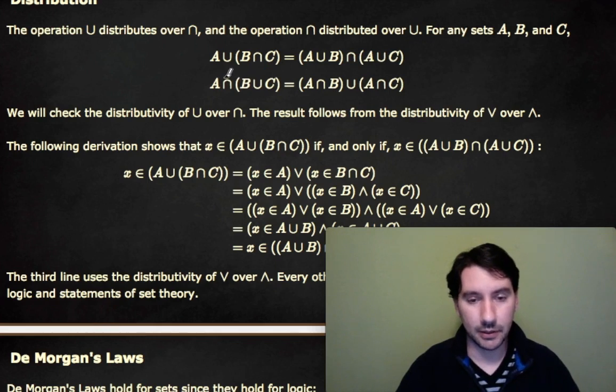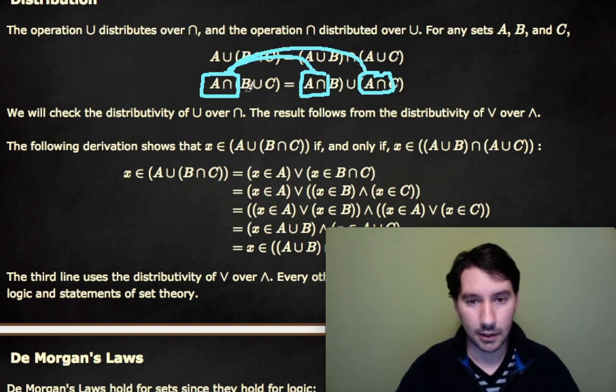Similar with A intersect B union C. So this A intersect goes inside this first parenthesis and the second parenthesis. So it's the A intersect gets distributed to both parts, and then the union is on the outside.